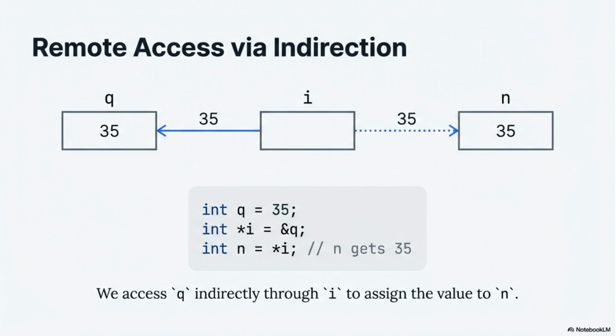Remote access via indirection is achieved when we access a variable's value indirectly through a pointer. In this example, `n` receives the value 35 by dereferencing the pointer `i`, which holds the address of `q`.